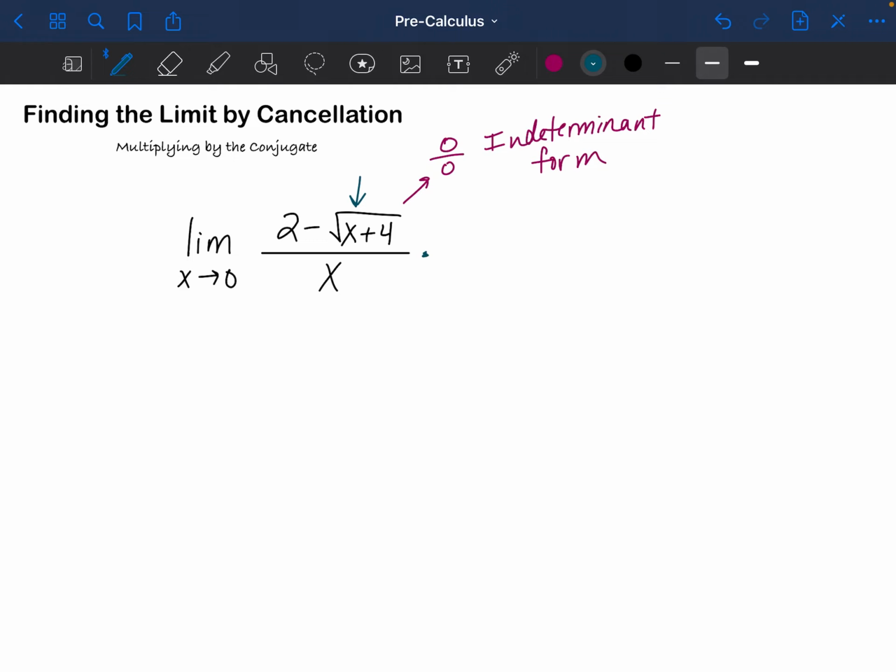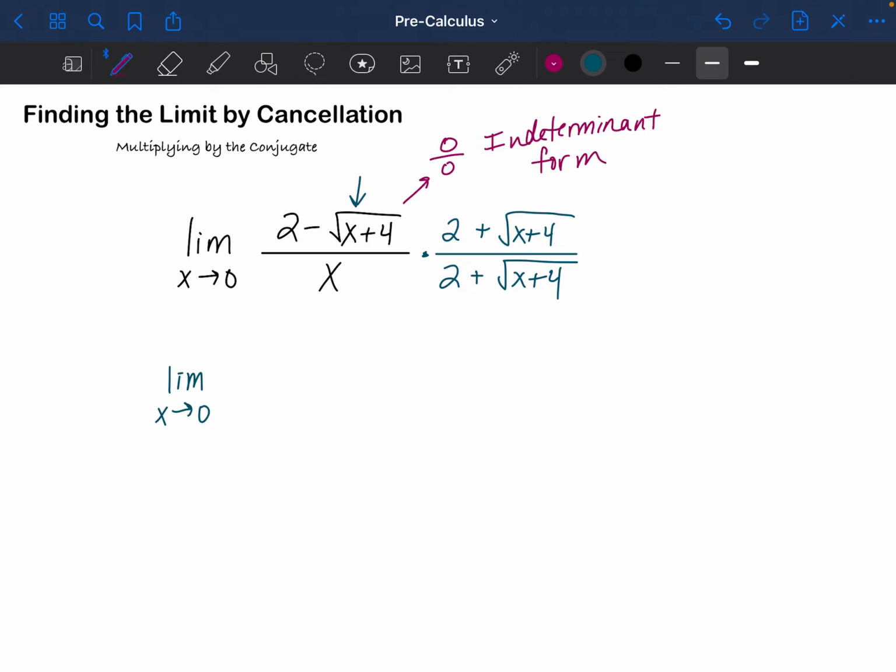The conjugate is the difference of squares pair to this binomial in the numerator. So I would do 2 plus square root of x plus 4, and then, of course, we have to multiply the denominator by that same thing. All right, simplifying it out.